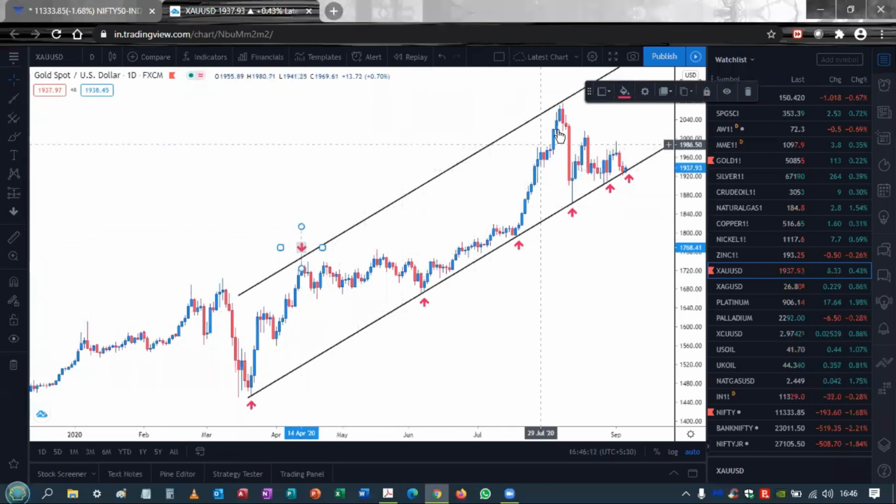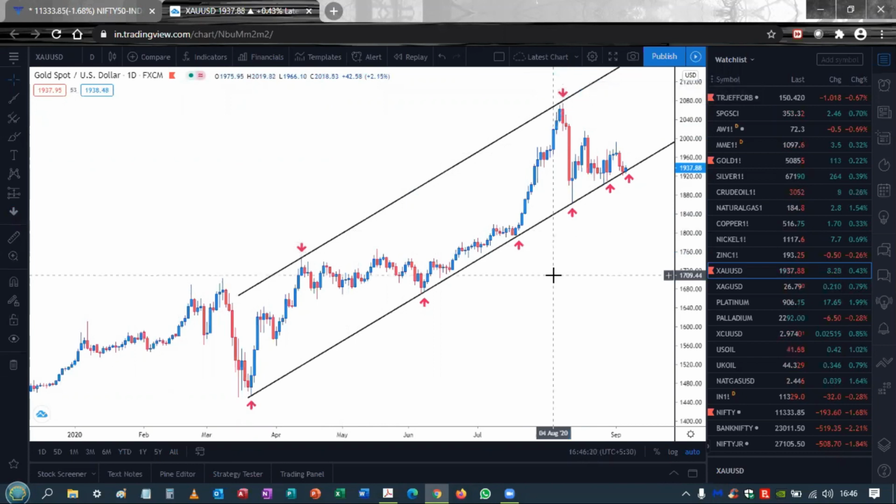Going forward in time, if you notice, this parallel line acted as resistance over here. So that is the importance of the parallel line. Whenever you draw a trend line, now this is the main trend line, the uptrend line. Whenever you draw an uptrend line, see whether it is possible to draw a parallel line. If it is, then that parallel line could act as important resistance going forward, as it did in this case.